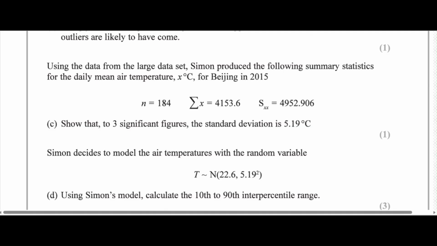Part C. Using the data from the large data set, Simon produced the following summary statistics for the daily mean air temperature x degrees centigrade for Beijing in 2015, where n is equal to 184, sigma x is equal to 4153.6, and summary statistic Sxx is equal to 4952.906. Show that to three significant figures, the standard deviation is 5.19 degrees centigrade.